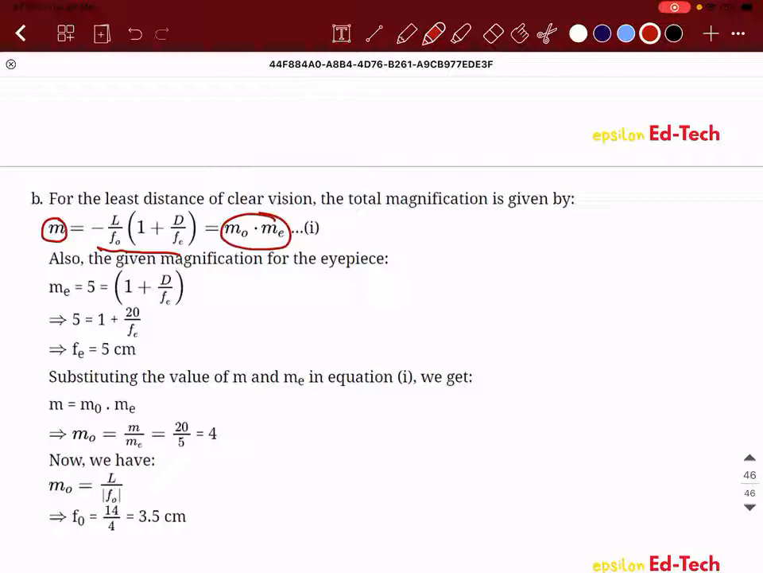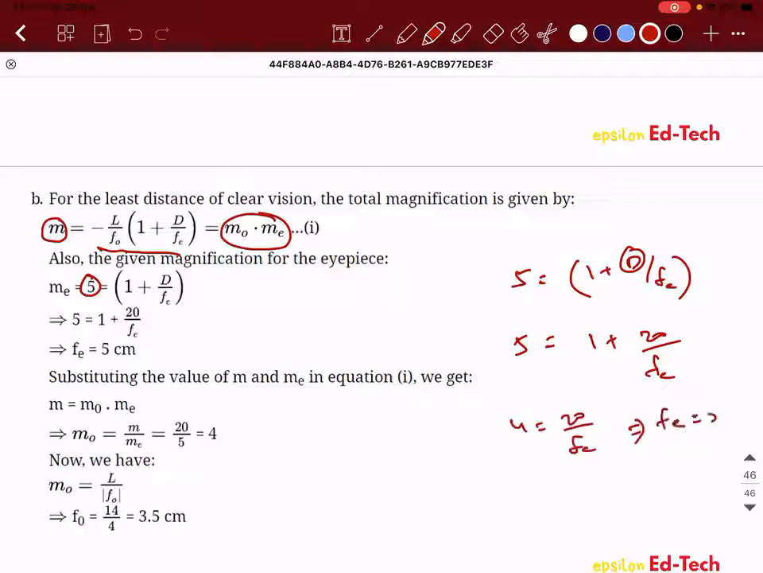But ME is given as 5. So 5 will be equal to 1 plus D divided by FE. Our job is to calculate the focal length. So 5 will be equal to 1 plus the least distance of distinct vision is 20 divided by FE. So 4 is equal to 20 divided by FE, which implies FE will be equal to 5. So the focal length of the eyepiece is 5 centimeter. Take this and substitute it in this formula.